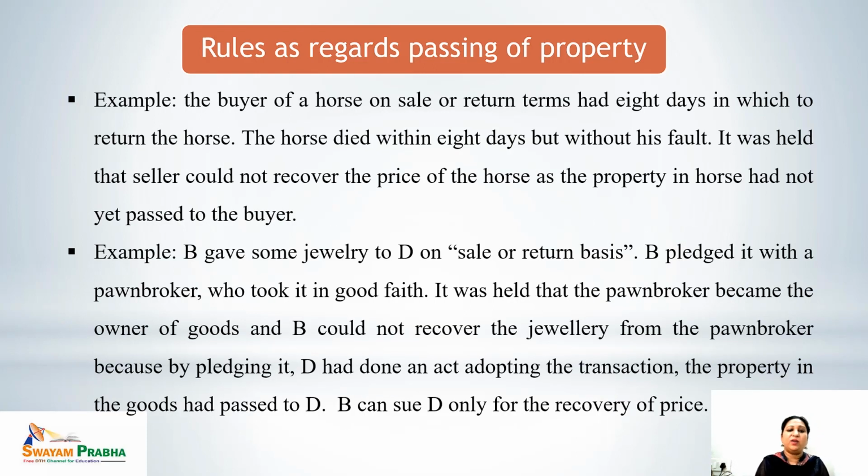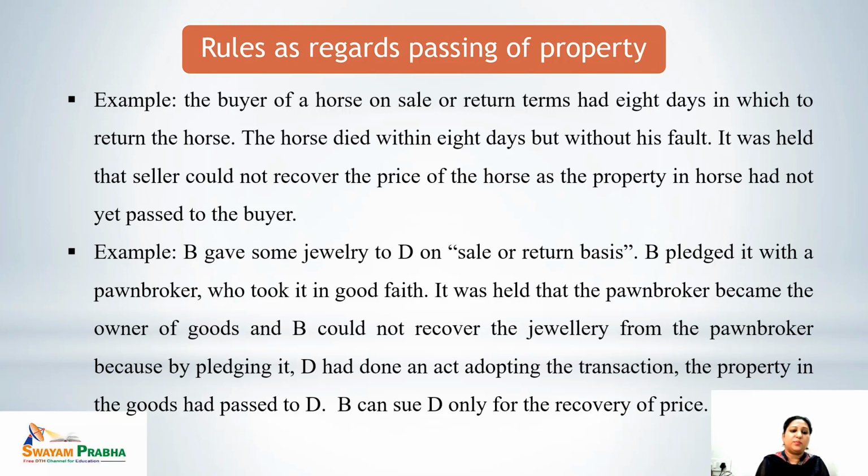See the example. The buyer of a horse on sale or return terms had 8 days in which to return the horse. The horse died within 8 days, but without his fault, meaning there was no fault of the buyer. It was held that the seller could not recover the price of the horse as the property in the horse had not yet passed to the buyer. That means there was a fixed time period of 8 days to say yes or no for the goods. So till the 8 days have not gone and the horse is dead without any fault of the buyer, the ownership of the property is still with the seller, so the buyer would not be held responsible for this loss.